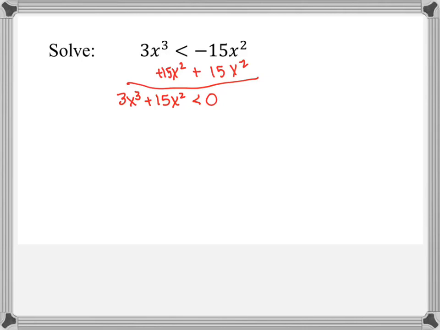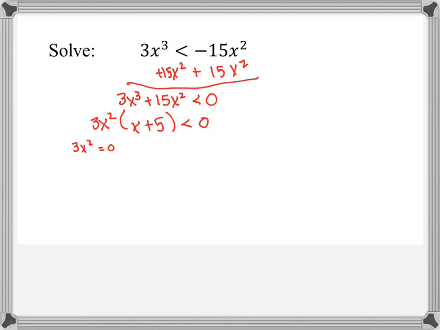by factoring out a greatest common factor. It will be 3x squared. 3x cubed divided by 3x squared will give me x. 15x squared divided by 3x squared gives me 5. So I factored, I have 3x squared times x plus 5 is less than 0. Okay, now I want to set each factor equal to 0.